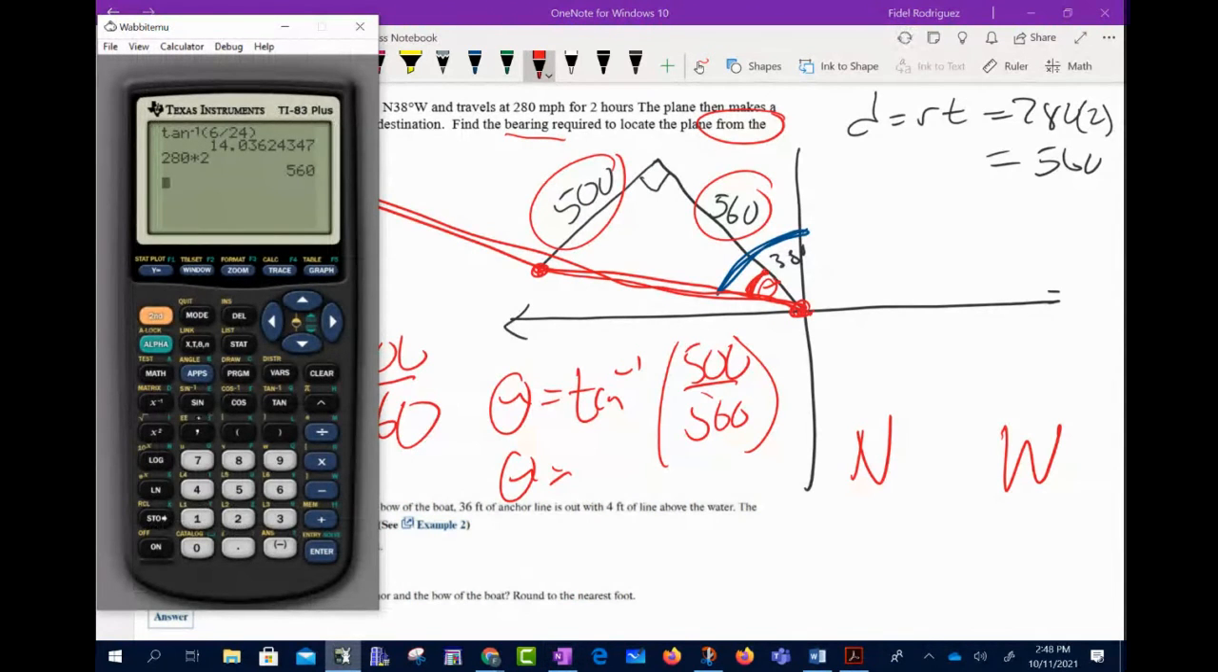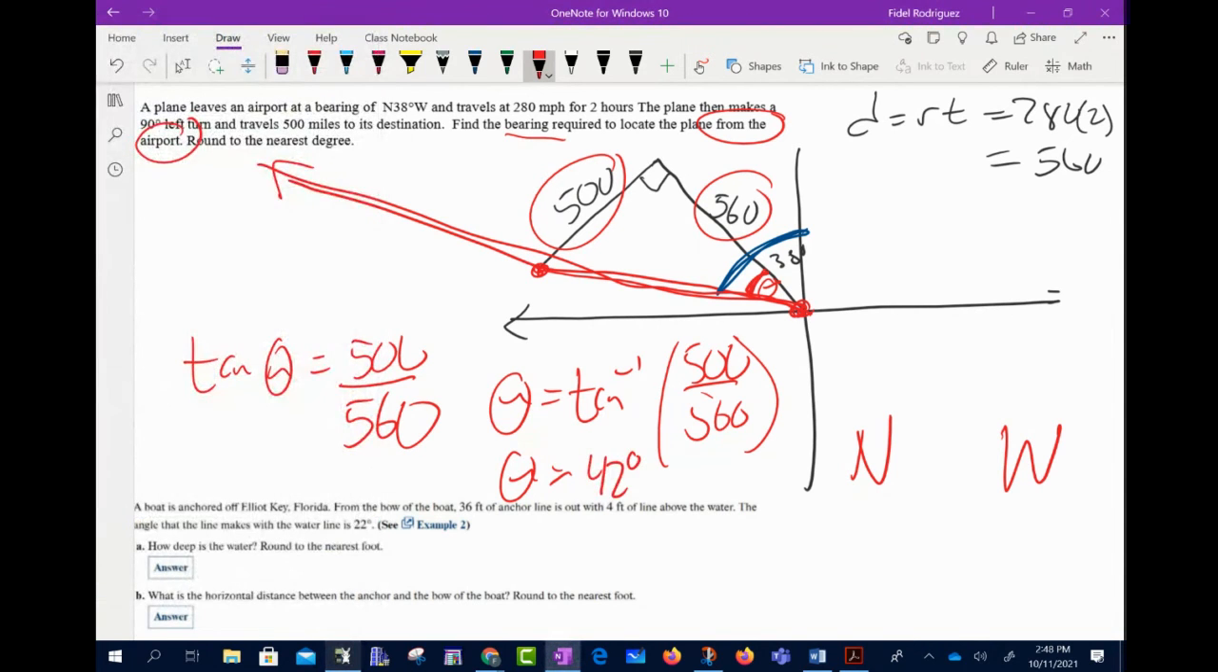So let me grab my calculator again. Second, tangent inverse of 500 over 560. And so that angle, would you guys say 41 or 42? 42, okay. So 42 degrees.